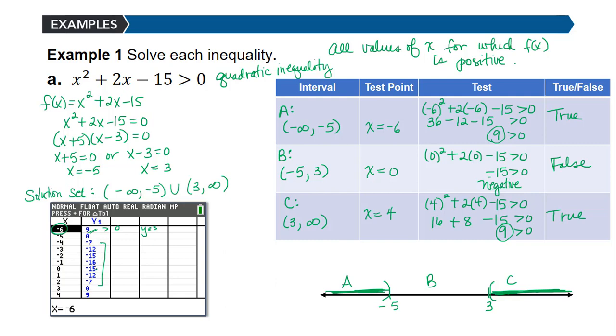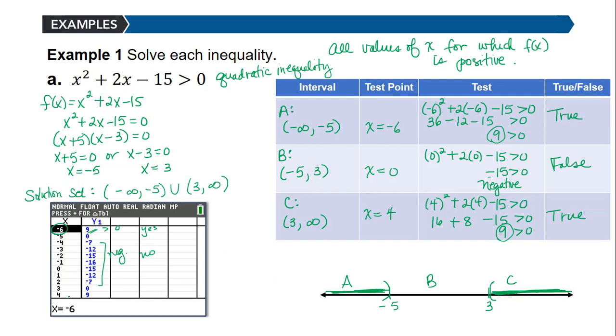All of those values are negative, right? So for -4, -3, -2, -1, 0, 1, 2, the output values are -7, -12, -15, -16, -15, -12, -7. So all of those y values are not greater than 0. Those are negative, so they would not satisfy the inequality.